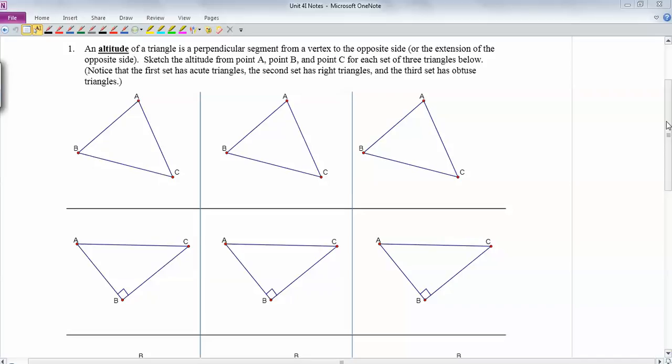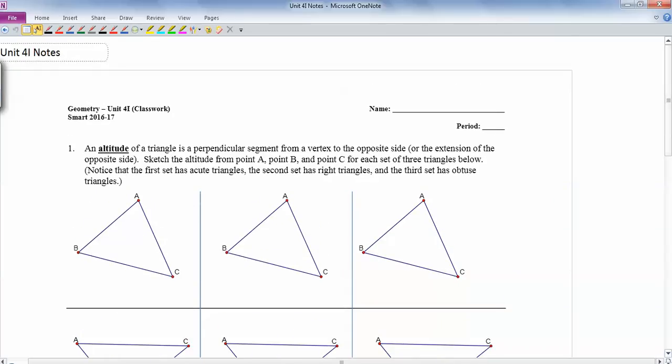All right, so let's see, which one is this? This is the 4i handout, which mainly talks about something called altitudes, which you may have heard of before for triangles. Altitude is often used synonymously with the word height of a triangle. And each triangle has three different altitudes because it depends on what point you're drawing it from.